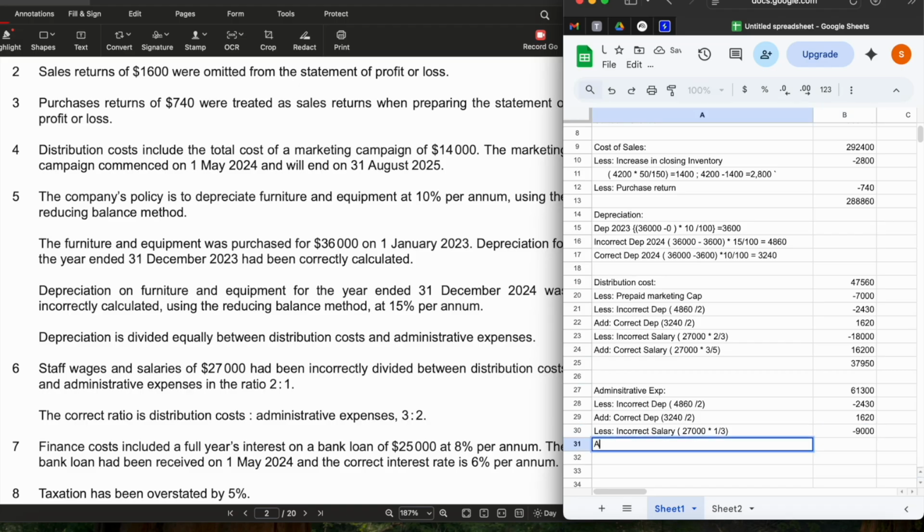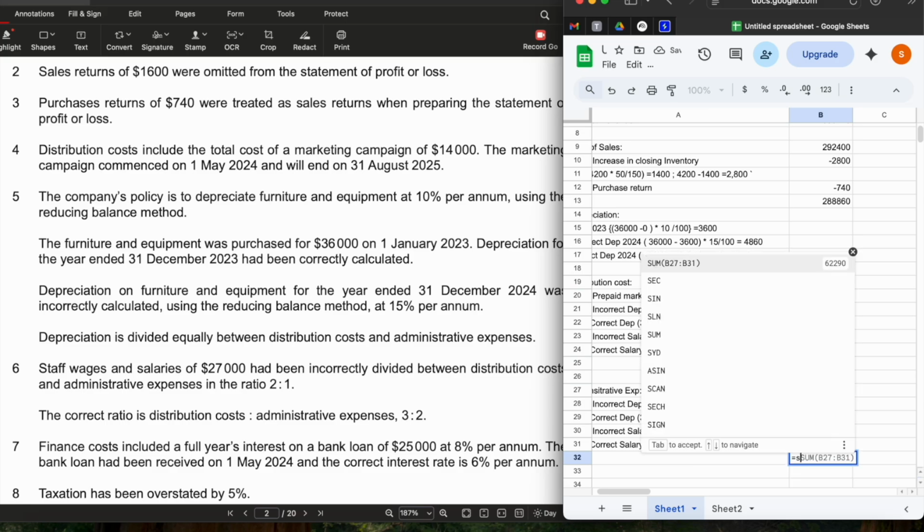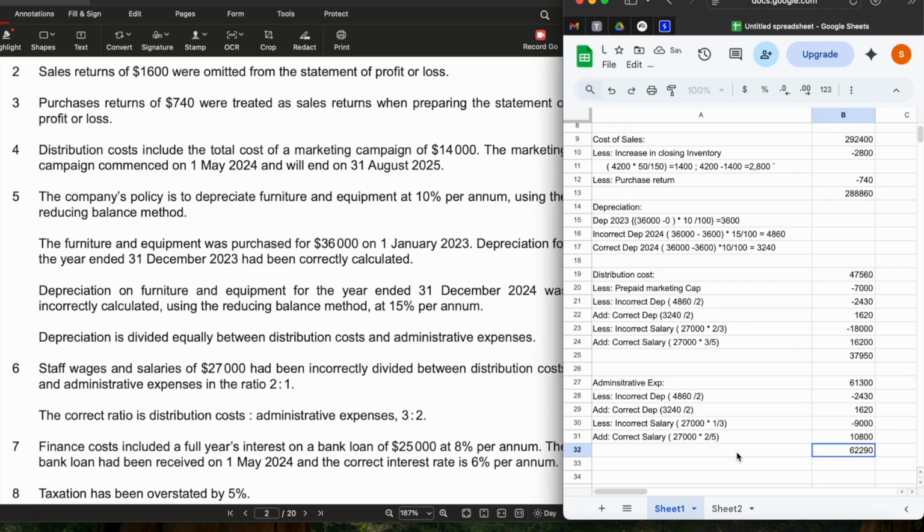And we'll add the correct salary. The correct salary is 27,000 into 2 divided by 5, and that will give you 10,800. Let's calculate the sum of it, and I'm getting 62,290 as my administrative expense.